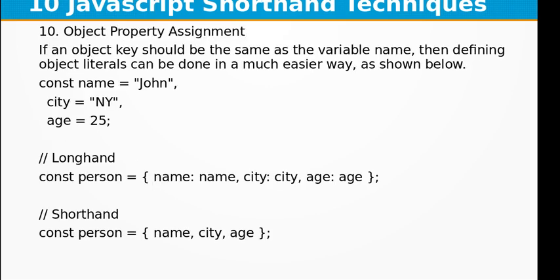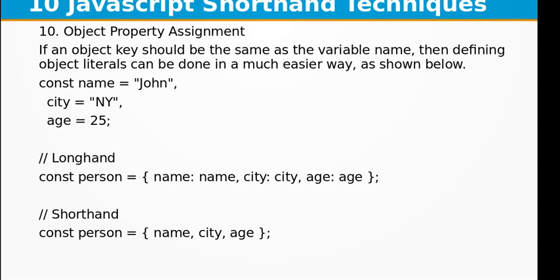Now let's look at the last property and shorthand technique, that is object property assignment. If an object key should be the same as the variable name, then defining object literals can be done in a much easier way as shown below. So let's say we have a constant name John, city New York, and age 25. The longhand version would have been to define a constant person object with name, city, age.